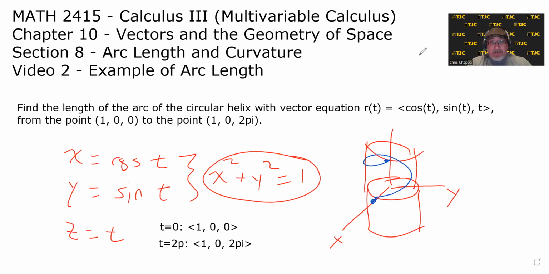But if we wanted to find the values of the parameter that generated these 2 points, the initial and terminal points of this curve, all we would have to do is look in the z component, because the z component tells us the value of the parameter. It's not always that straightforward.